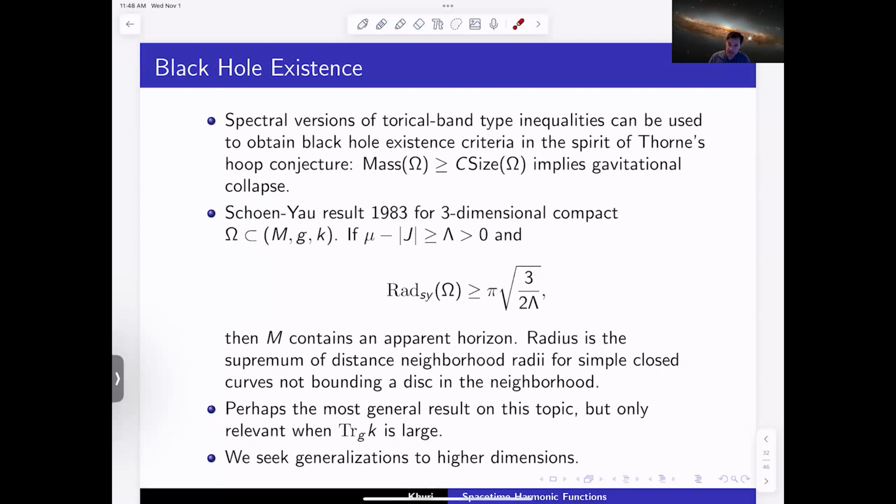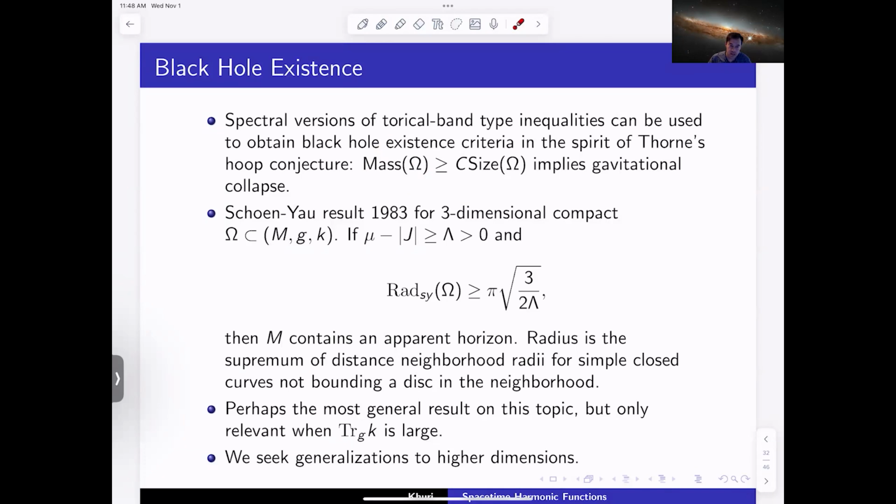There's a black hole existence result, which is quite interesting, due to Schoen and Yau in 1983, right after their positive mass proofs, where they were utilizing the Jang equation. The physical heuristic is that if you get too much mass, say the mass gets very large in a region of fixed size, so you satisfy an inequality like this, then the gravitational force is too strong, and you must have collapse.